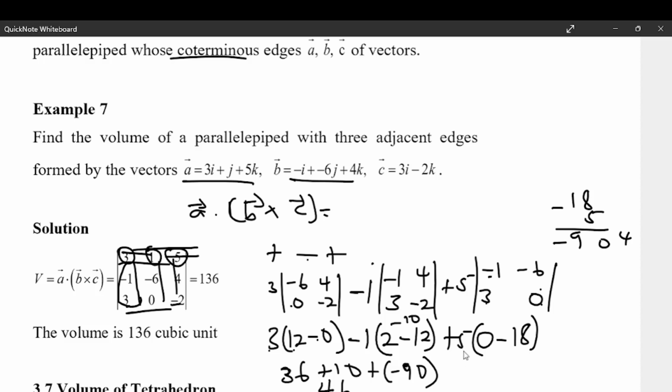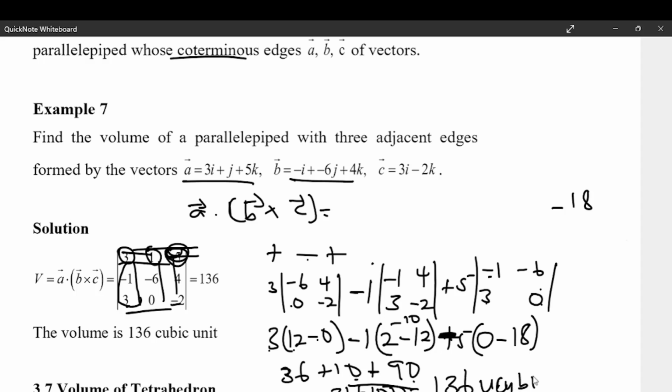And then here we are going to have negative 90. Sorry, I think there was a mistake that I made here. This one is negative, sorry, so here it is negative, so we are going to have positive 90. For that matter, when we add this to this, we are going to get 100 plus 36, and that gives us 136 cubic units, because it's volume. So cubic units. Okay.